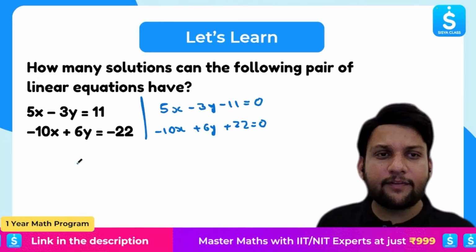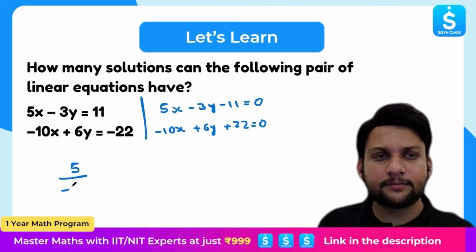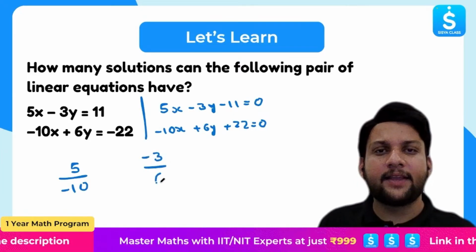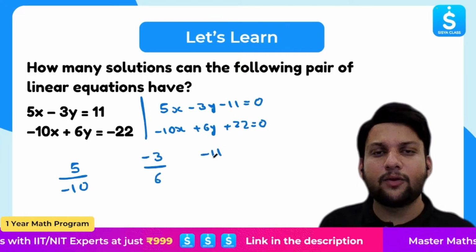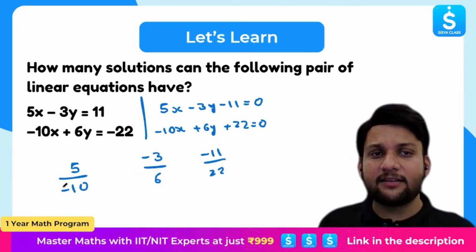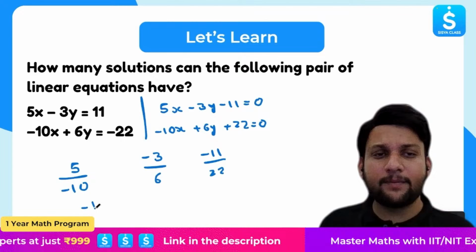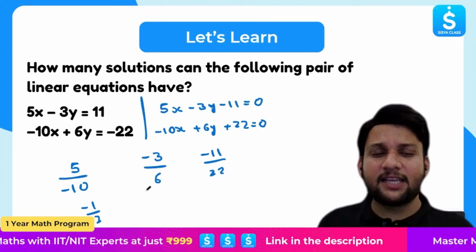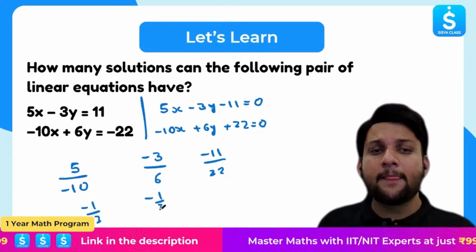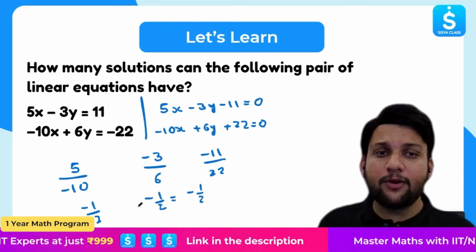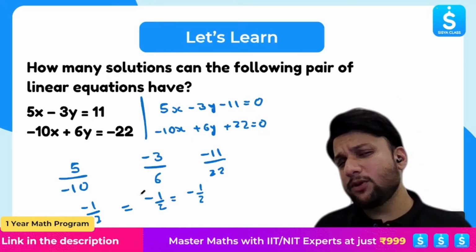So in this case, A1, A2, I think you will be able to find. So I will write 5 over minus 10. Here I will write minus 3 over 6. Here I will write minus 11 over 22. Clear? 5 over minus 10. First of all, I can write this as minus 1 by 2. I will take the minus upwards. Now, I hope everyone knows this. Minus 3 by 6 is also minus 1 by 2. Minus 11 by 22 is also minus 1 by 2. So A1 over A2 is equal to B1 over B2 is equal to C1 over C2.